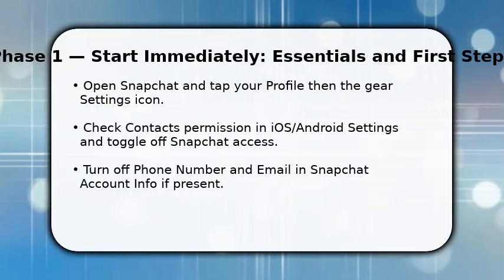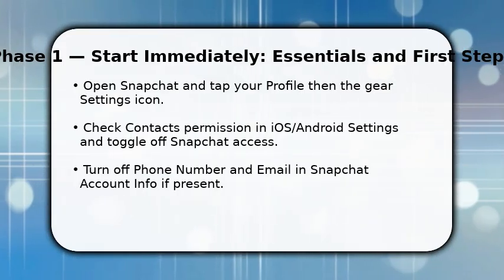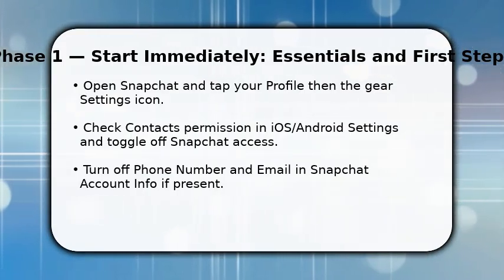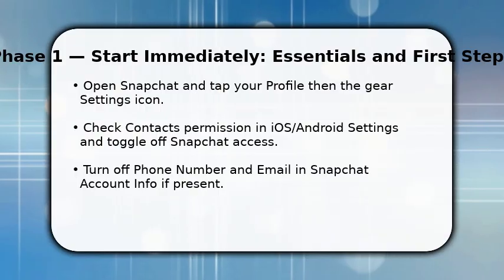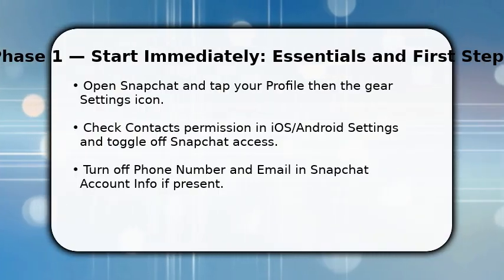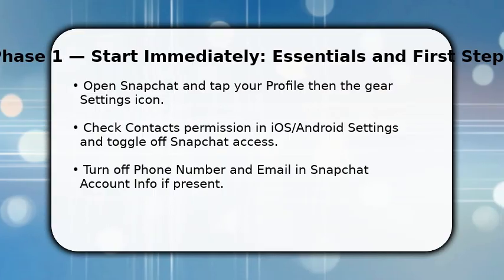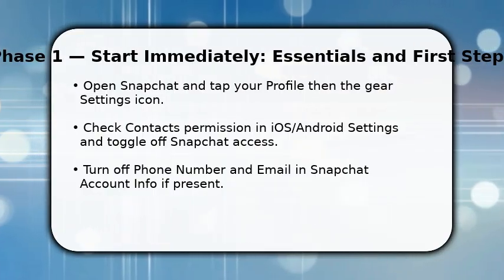You're starting right inside the app. Don't stall. Tap your profile, then the gear settings. Once there, head to Mobile OS Permissions. Turn off Contacts Access so Snapchat can't scan your phone book. This immediately cuts the app's ability to suggest people.